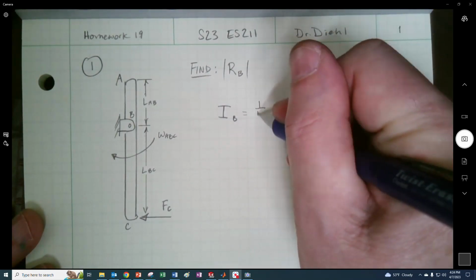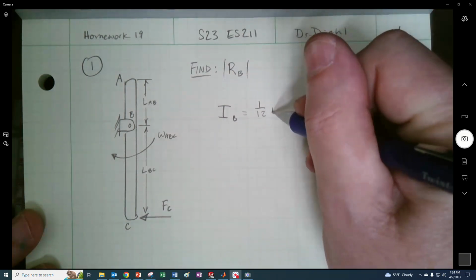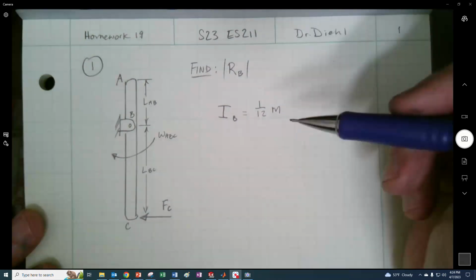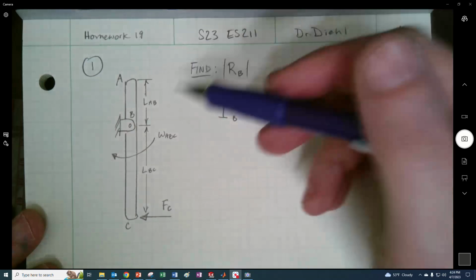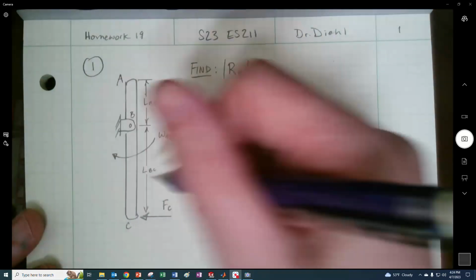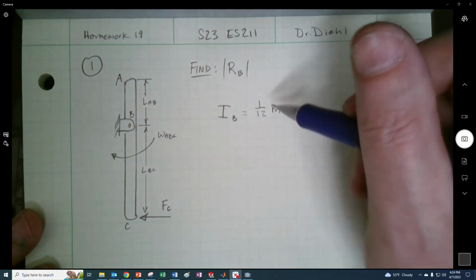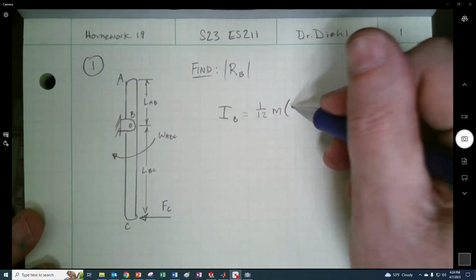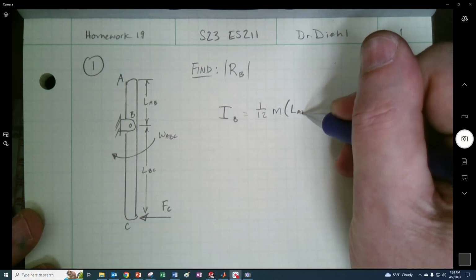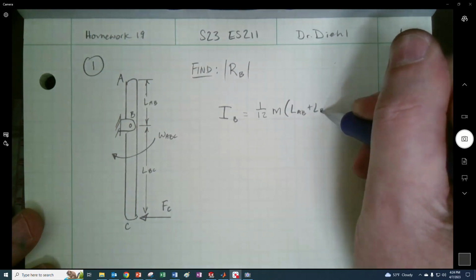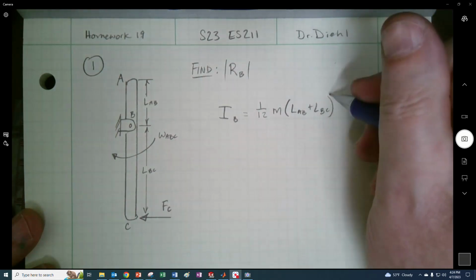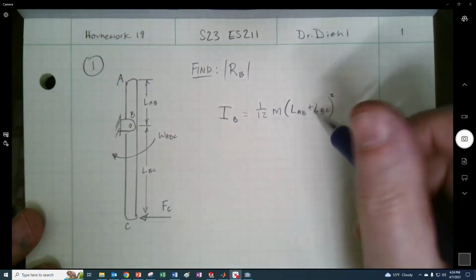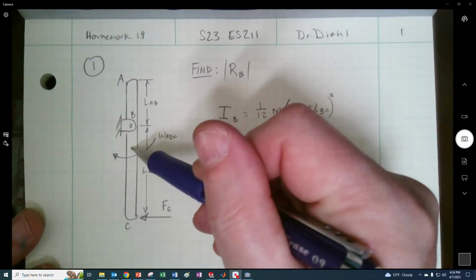We'd start by doing 1/12 the mass of this whole thing, which was given as a single mass, right? Because it's just one bar. But these two lengths are given. So for a bar, it's 1/12 ml squared, but we have two different lengths. So we go LAB plus LBC squared. But that's at this spot right here.